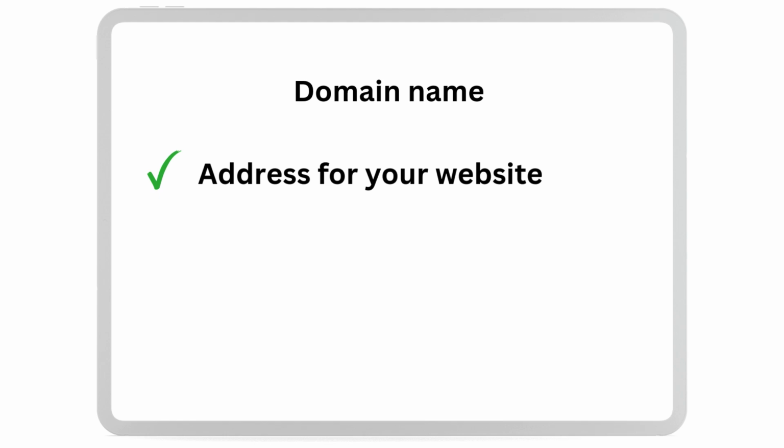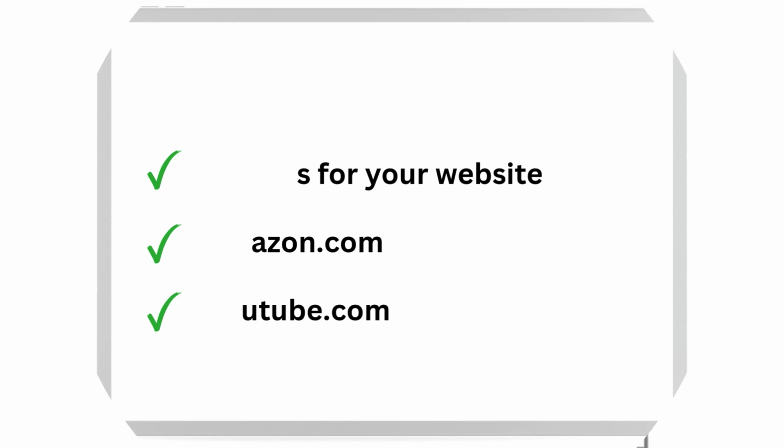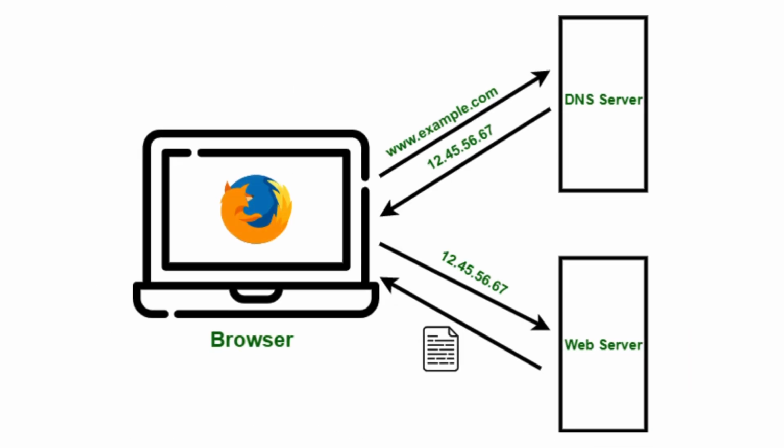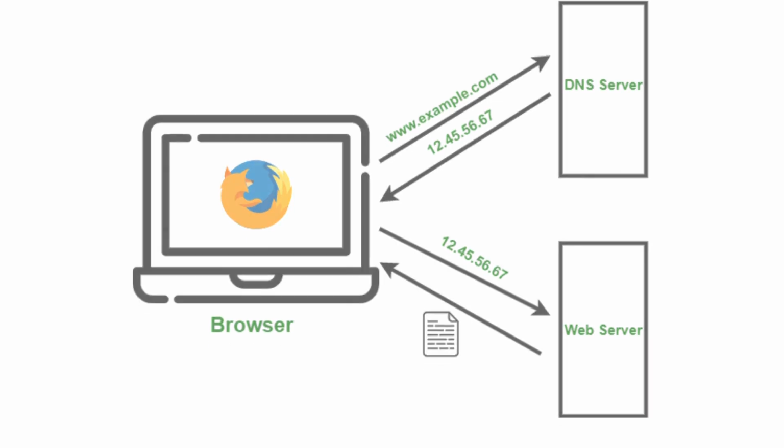A domain name is basically the address of your website on the internet. Think of it like your home address, but for your website. It's what people type into their browser to find your website, for example, Amazon.com or YouTube.com. When you type a domain name, it connects to a server where your website files are stored. It's like dialing a phone number to reach someone, but much faster and much cooler.